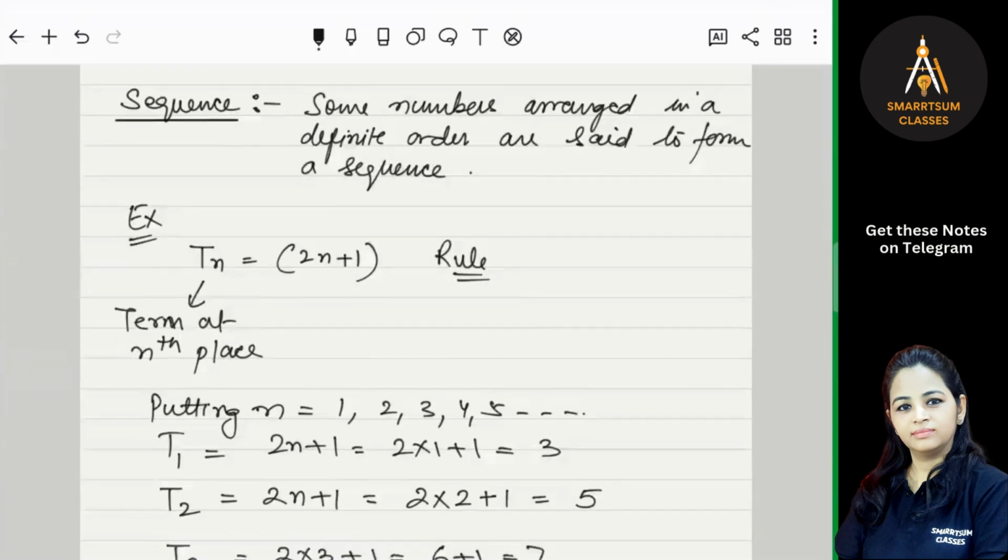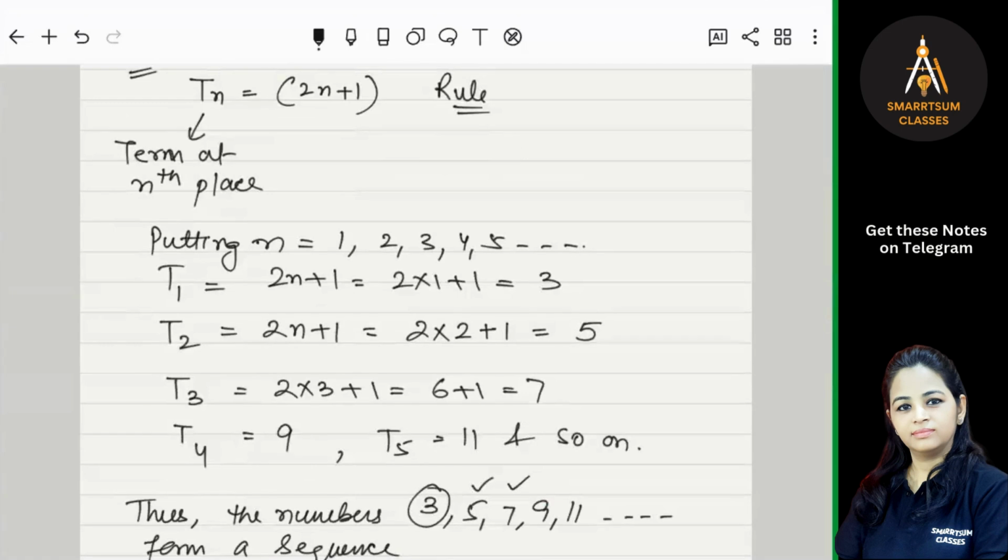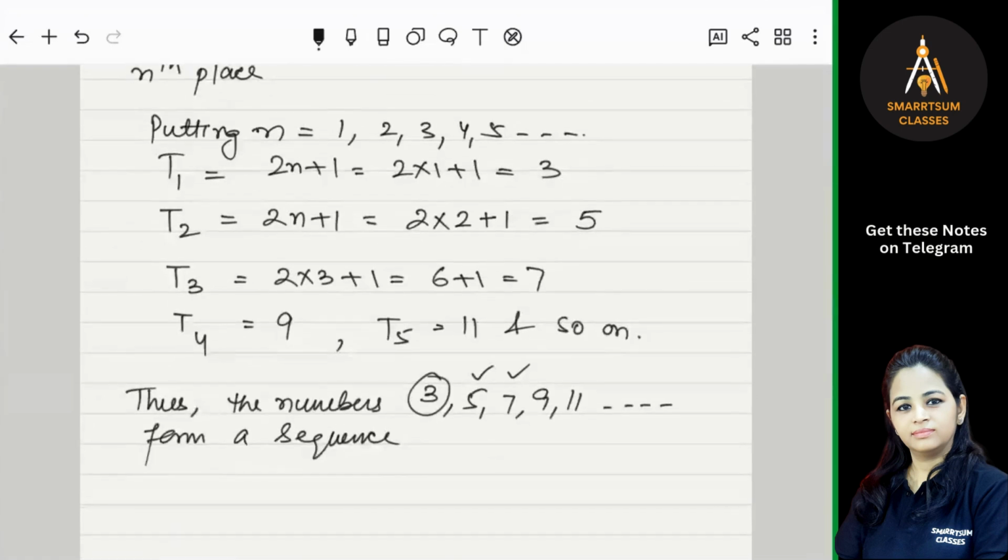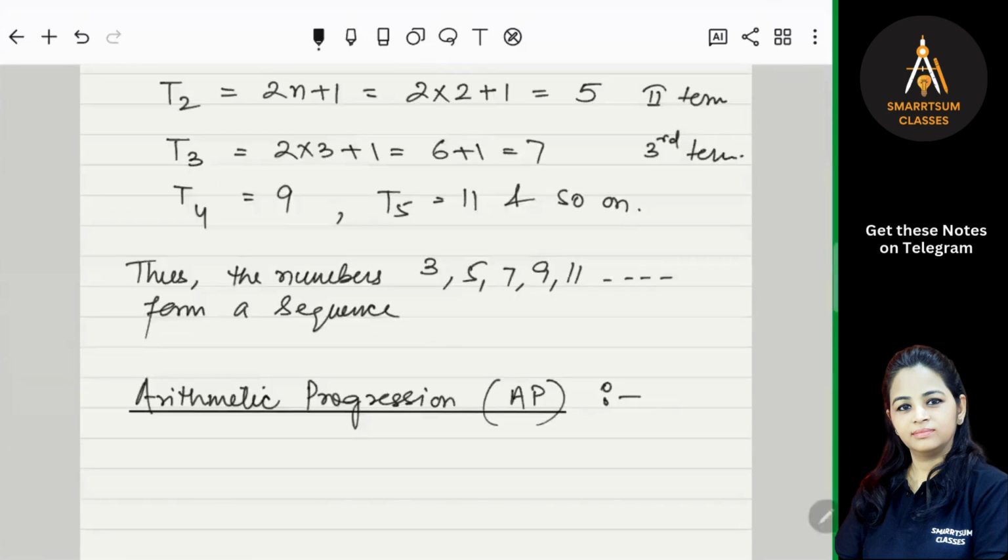sequence, right? So this group of numbers, right, forms a sequence where in this example, the first term is 3, second term is 5, and so on. Are you getting it? What is a sequence? Yes or no? So we have seen what is a sequence, right? Now, what is arithmetic progression?